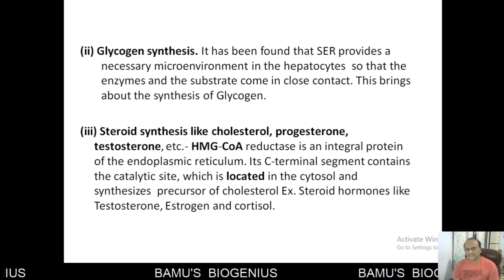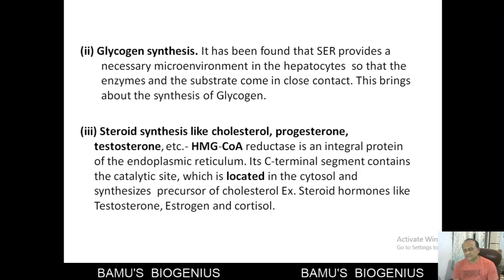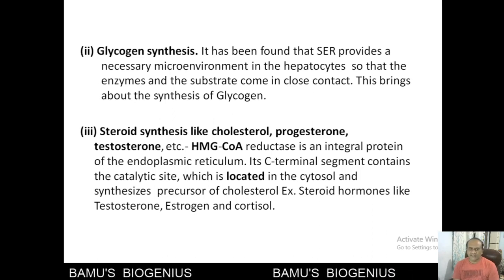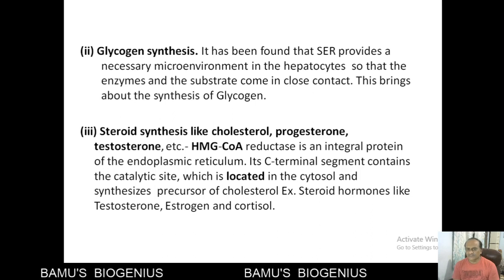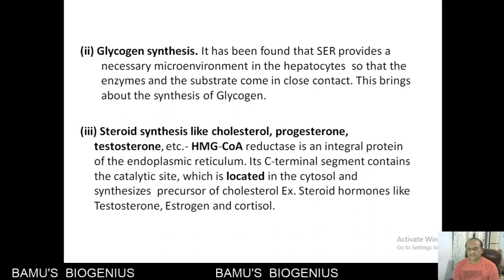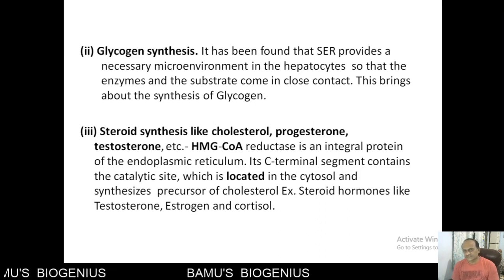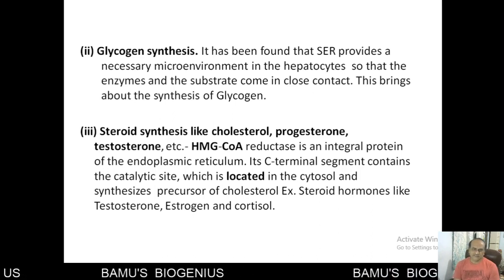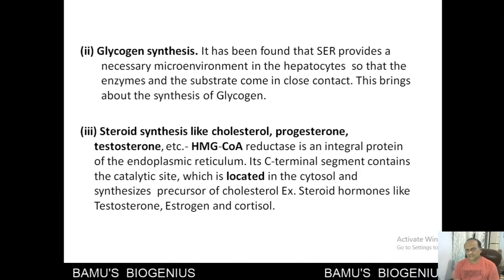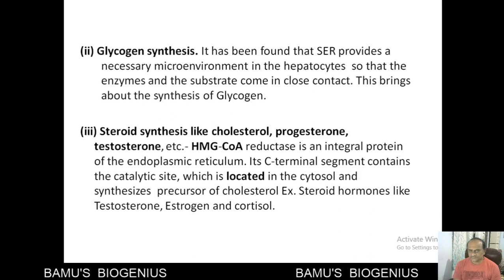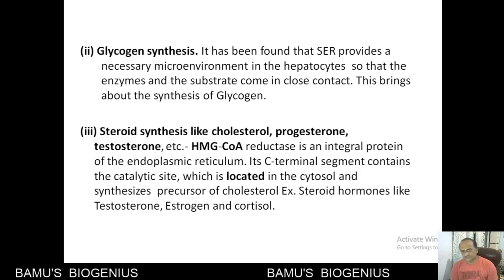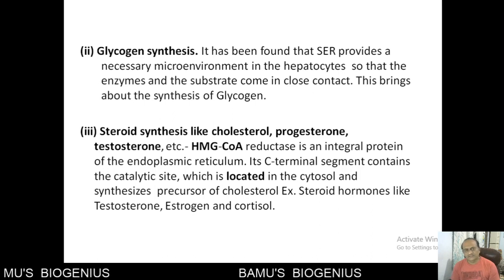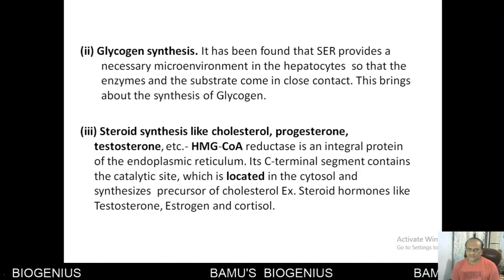Now, the C-terminal segment of this particular enzyme is located on the cytosolic side of the ER membrane, and it synthesizes the precursors of cholesterol. From this cholesterol, the different types of hormones are synthesized, for example, testosterone, estrogen, and cortisol. So, this is all about the third function of the smooth endoplasmic reticulum.